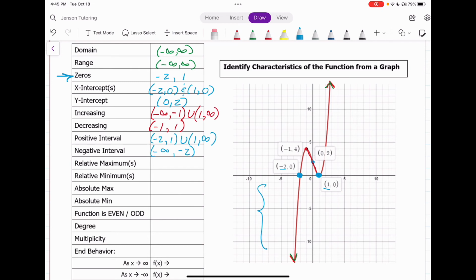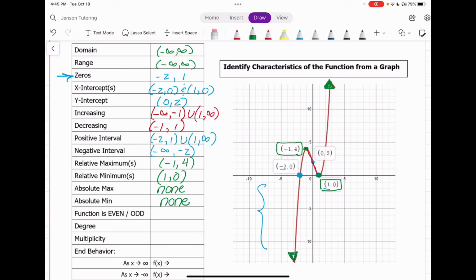And remember, all of these should be open brackets. Okay, relative maximum. So I have a relative maximum at the point negative 1, 4. That's right here. My relative maximum. My relative minimum is this point right here. But I don't have an absolute maximum or an absolute minimum because the graph continues toward negative infinity and also toward positive infinity. So for these, I just write none.